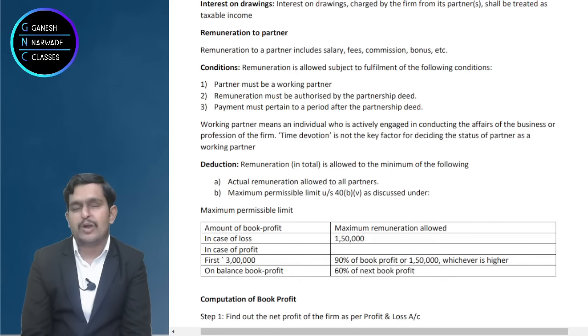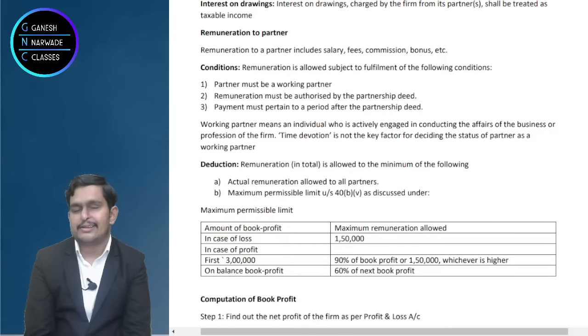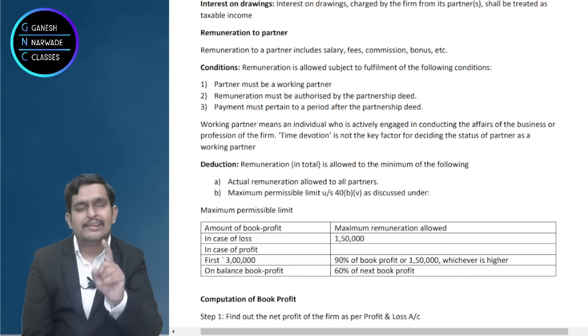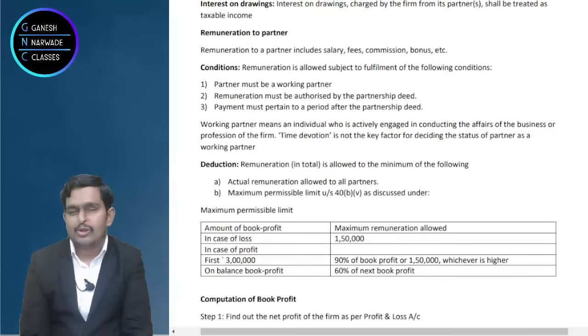I said your book profit is 4 lakhs. So how much is beyond 3 lakhs? Just 1 lakh, into 60%. That extra 1 lakh into 60%, so 60,000. So earlier you got 2 lakh 70, now you got 60. When we do the total, 3 lakh 30,000. So 2 lakh 70 plus 60, 3 lakh 30 is the maximum remuneration allowed. So always try to compute like this along with me.